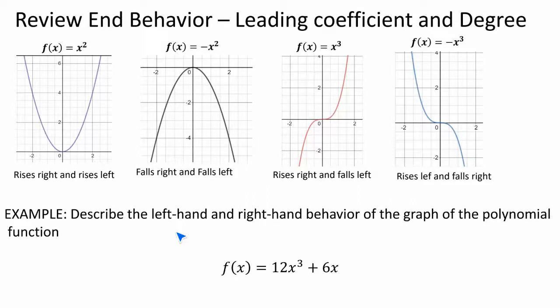So if we look at this example, describe the left-hand and right-hand behavior. First, we need to identify the degree. The degree is 3, which is odd. That means it's going to behave like this one or like this one. Then we look at the leading coefficient. In this case, it's positive 12. So the behavior will be like this graph of x cubed. In our answer, we would say that the graph rises right and falls left.